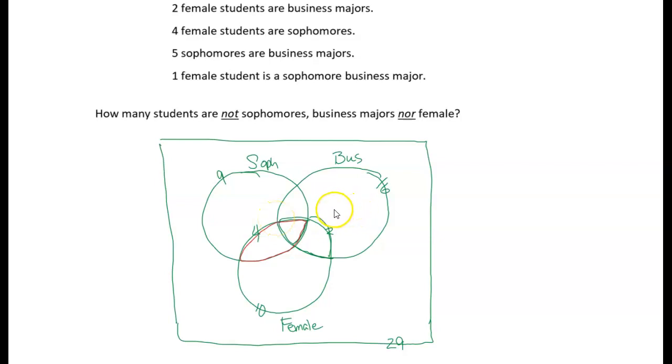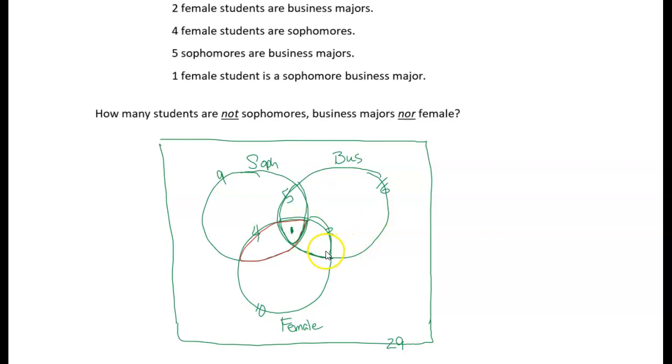And then we have 5 sophomores who are business majors. Okay, so again, this overlap between sophomores and business majors represents that group, but we don't know how to split it up, so I'm just going to write 5 right on the line. And then the last piece of information says that 1 female student is a sophomore business major. Okay, so that's telling us there's 1 in this overlap between all 3 of the sets.